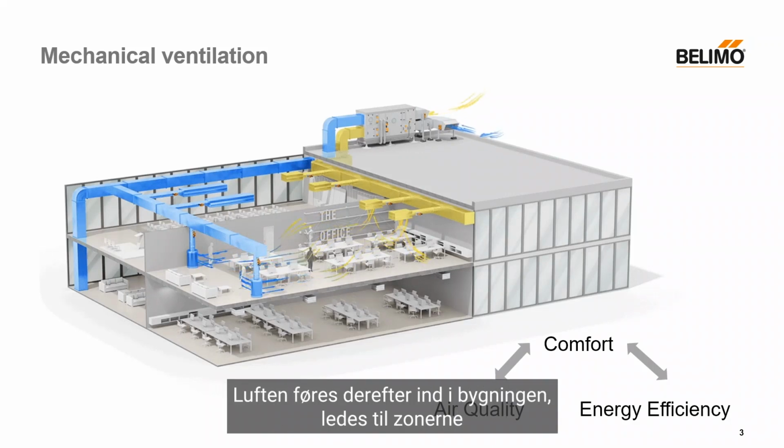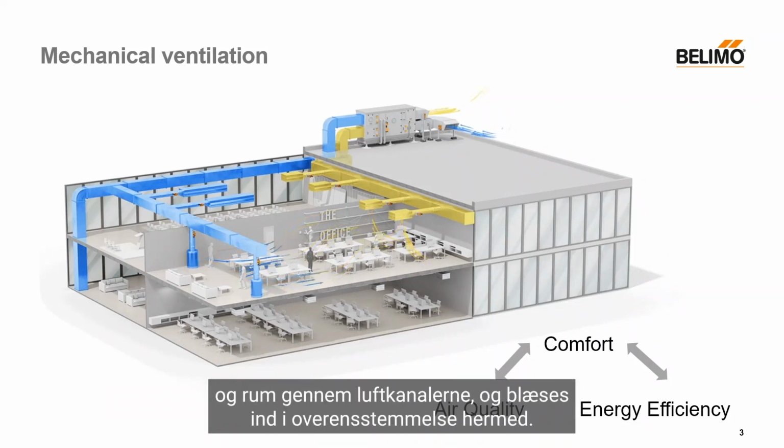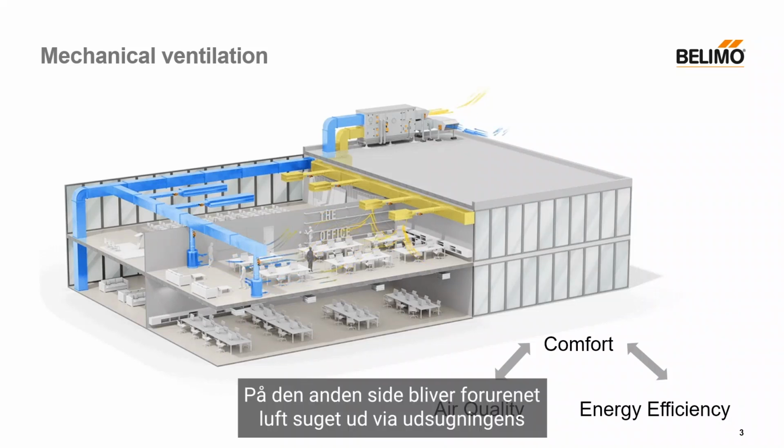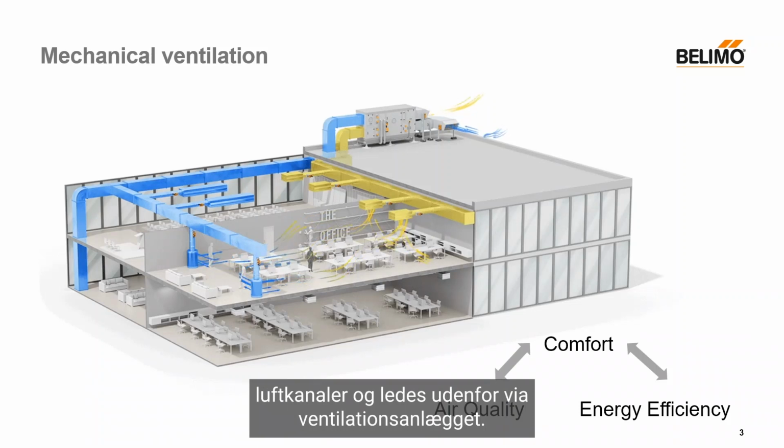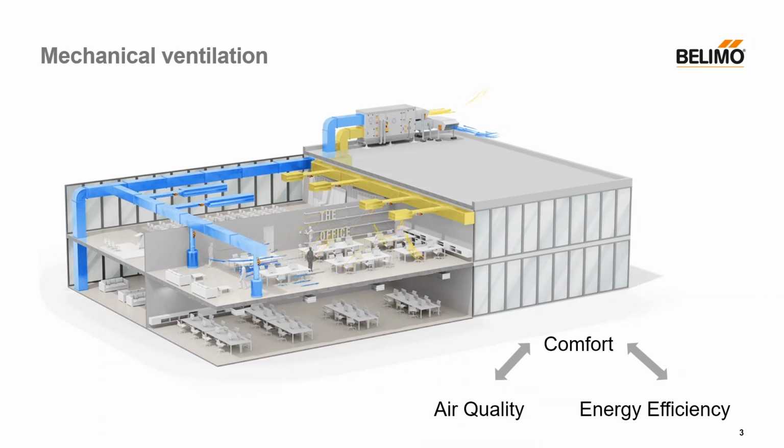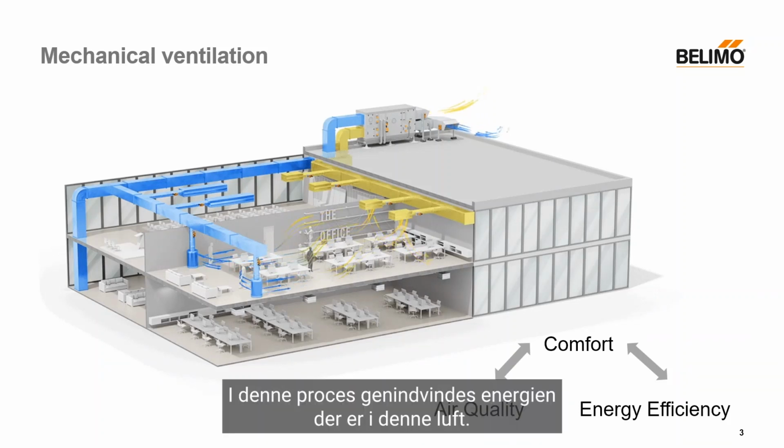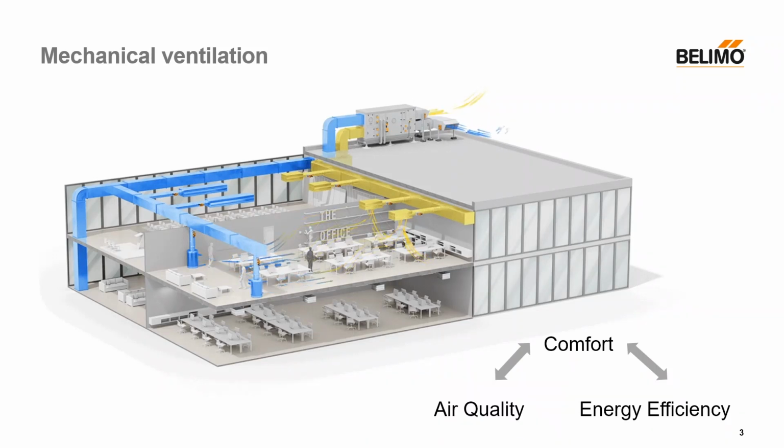The air is then brought into the building, guided to the zones and rooms via air ducts and blown in accordingly. On the other hand, polluted air is extracted via exhaust air ducts and led outside via the air handling unit. In the process, the energy that is in this air is recovered.